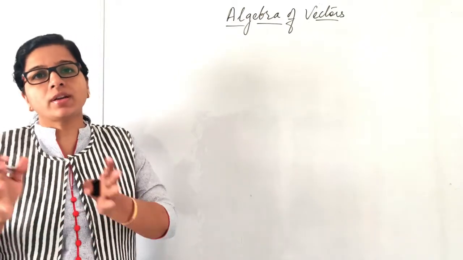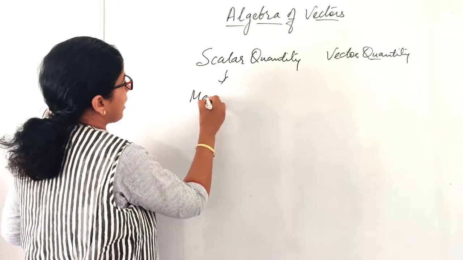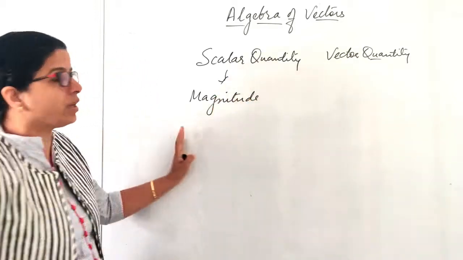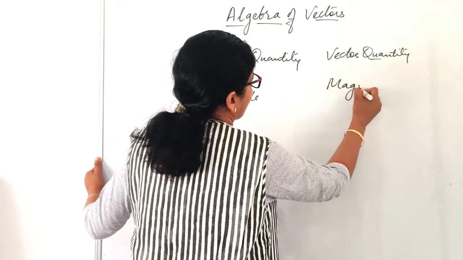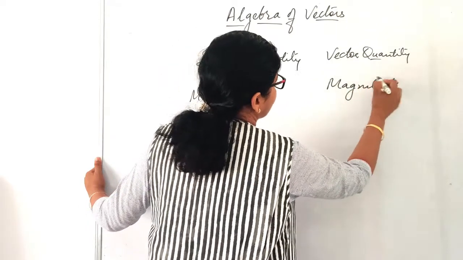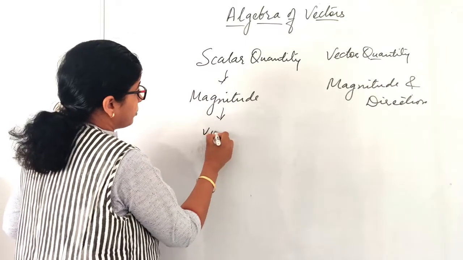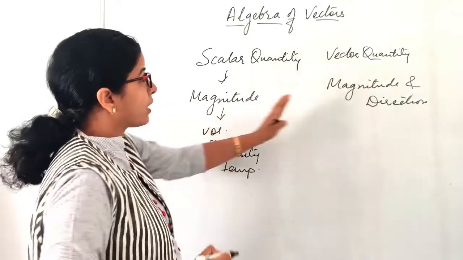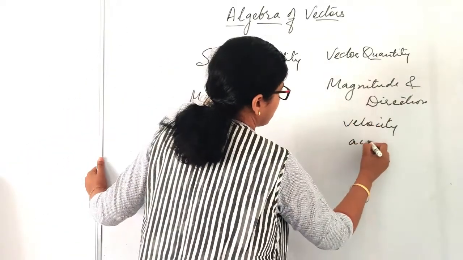One is scalar quantity, the other is vector quantity, right? A scalar quantity only has magnitude, which has nothing to do with direction. When we are talking about a vector quantity, it has magnitude as well as direction. Examples of scalar quantities are volume, mass, density, temperature. And for vector quantities, we have velocity, acceleration, force.